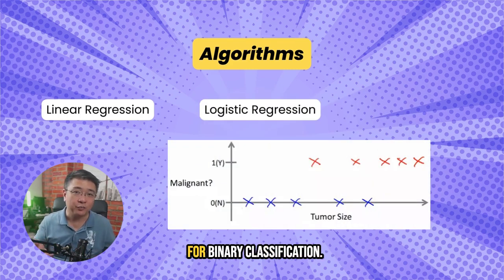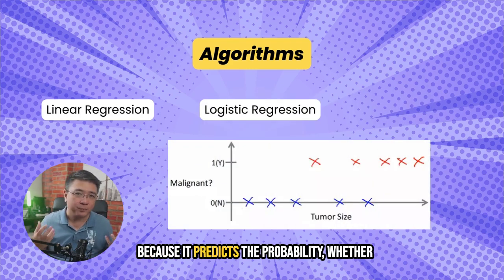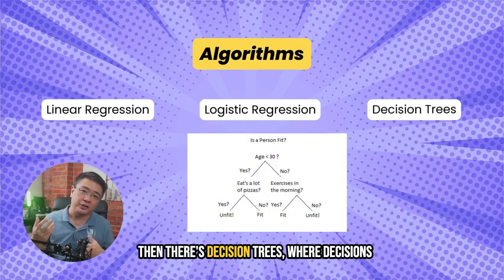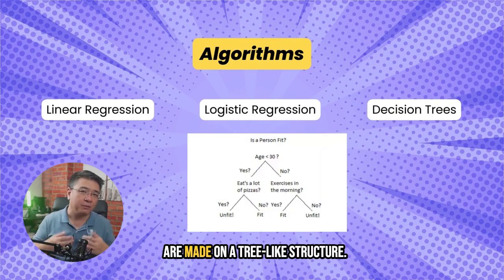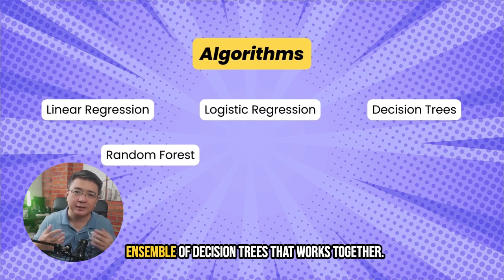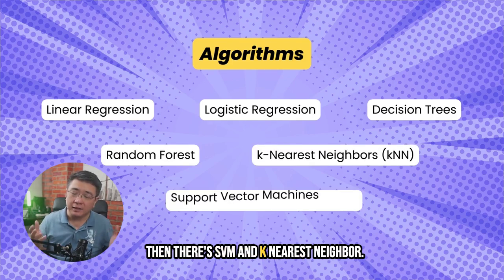Logistic regression is good for binary classification because it predicts the probability whether input belongs to a specific class or not. Then there's decision trees, where decisions are made on a tree-like structure, and random forest, which is essentially an ensemble of decision trees that works together. Then there's SVM and k-nearest neighbor.